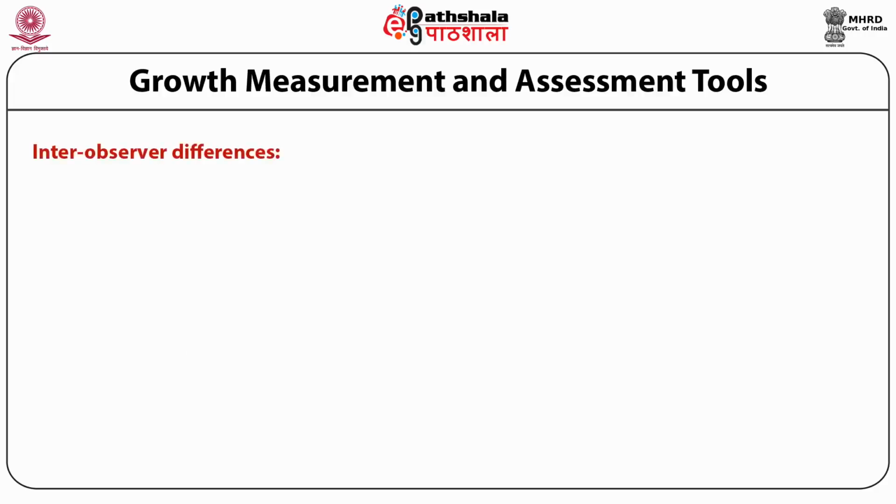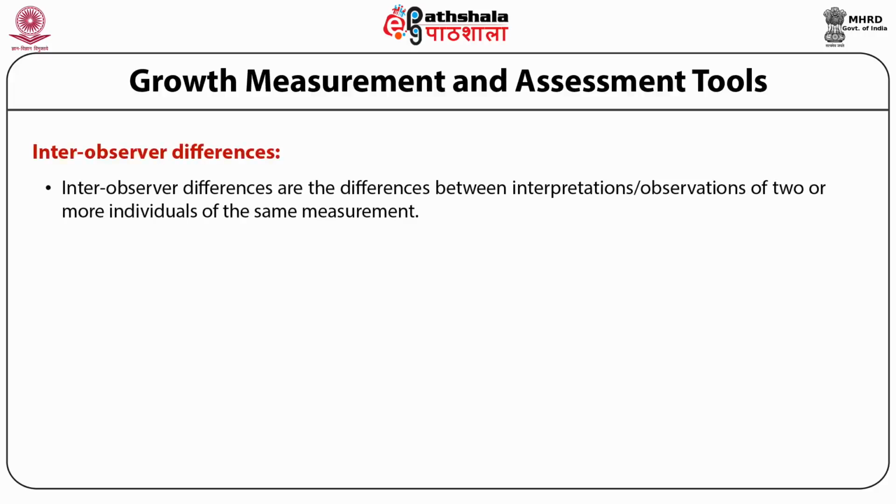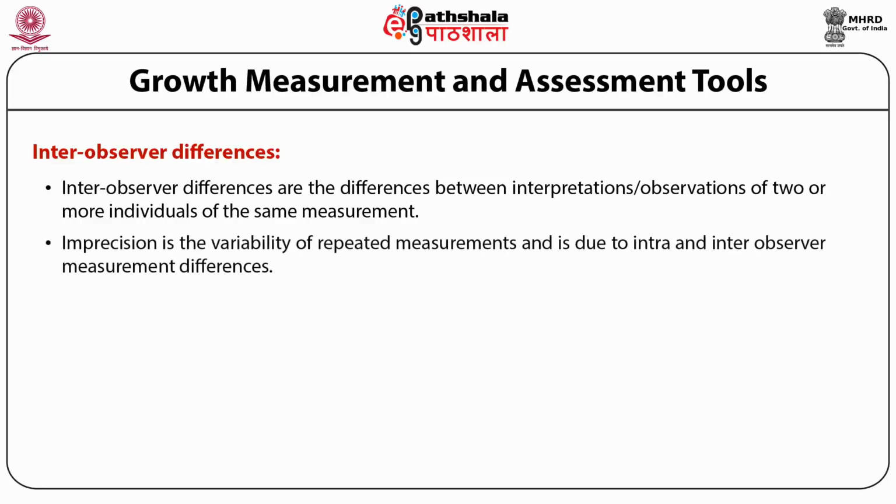Inter-observer differences. Inter-observer differences are the differences between interpretations or observations of two or more individuals of the same measurement. It is one of the causes of anthropometric measurement error. The most commonly used measure of anthropometric measurement error is imprecision, which is largely due to observer error. Imprecision is the variability of repeated measurement and is due to intra- and inter-observer measurement differences.